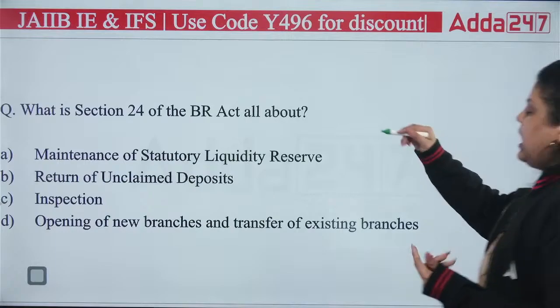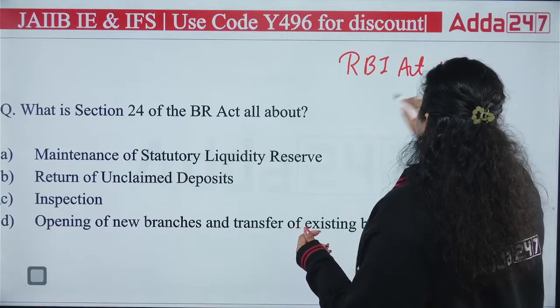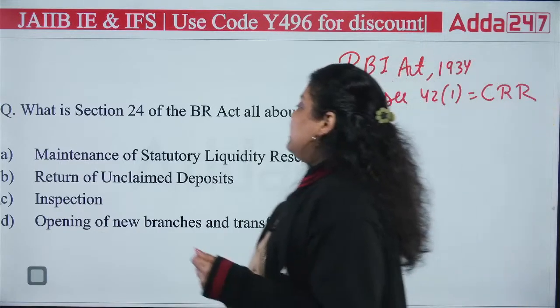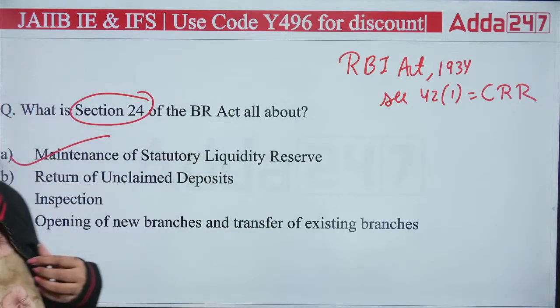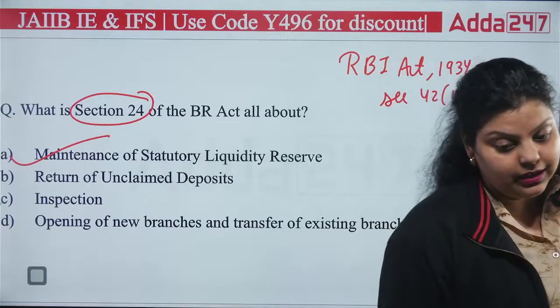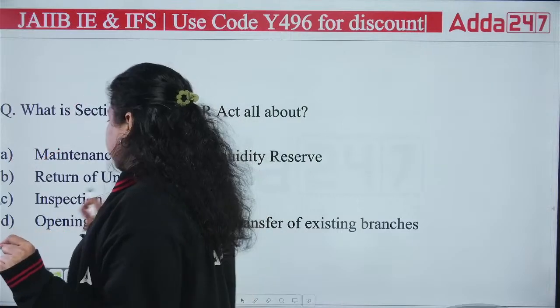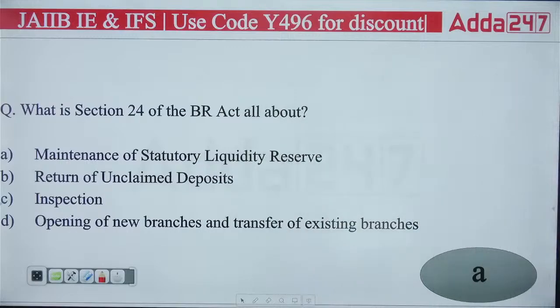So do remember, RBI Act 1934 section 42(1) talks about CRR, and Banking Regulation Act 1949 section 24 talks about the SLR. So section 24 of Banking Regulation Act talks about the SLR, and RBI Act 1934 section 42(1) talks about the CRR. These two are very important sections of RBI Act and Banking Regulation Act. So the right answer will be A. Maintenance of SLR is defined under section 24 of your Banking Regulation Act, and the Banking Regulation Act came into existence in 1949.